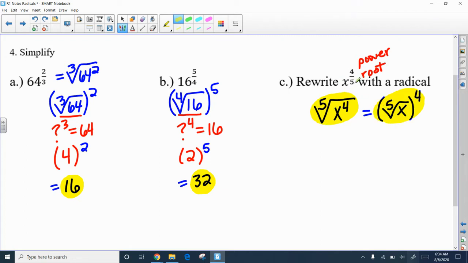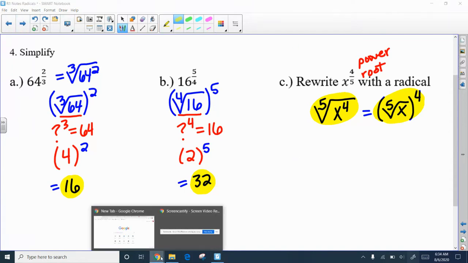So here we could just rewrite, because our base was an x, we couldn't actually evaluate or get a numerical answer because our base was a variable, not a number. All right, and now you're going to do a couple practice problems with these.